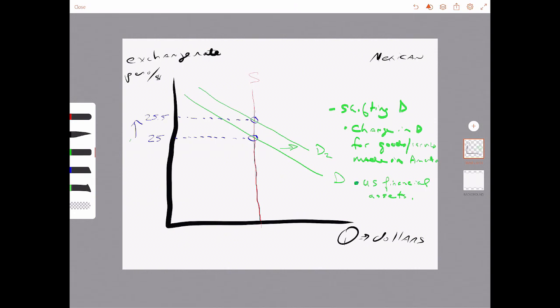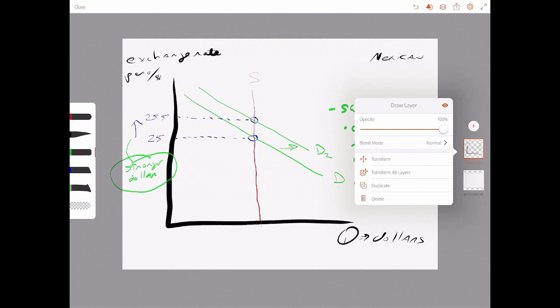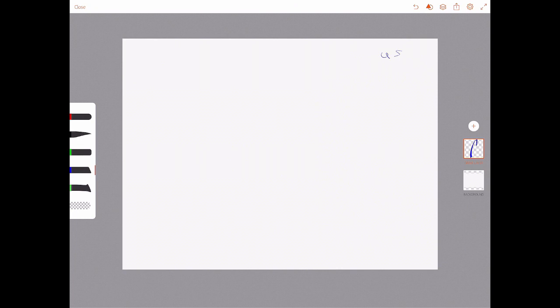And so what we see here is the dollar getting stronger. You need more pesos to buy a dollar. The dollar's getting more expensive, and that's the stronger dollar. Now, on the other side of this is what's going on from the U.S. side. So here's the U.S. perspective.